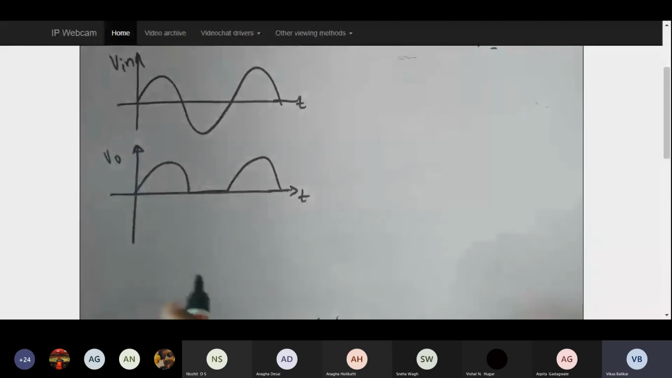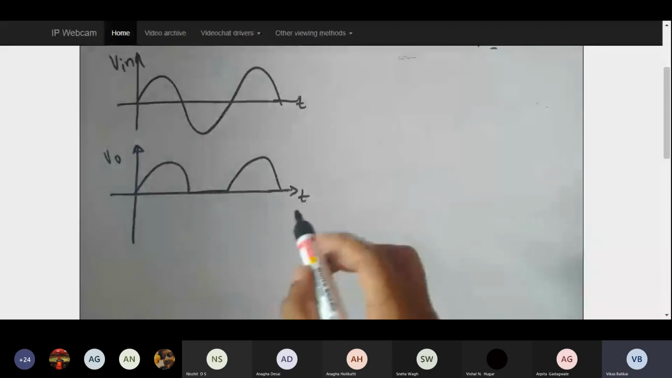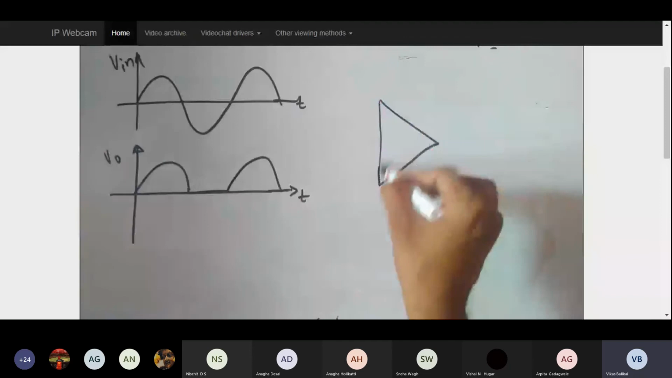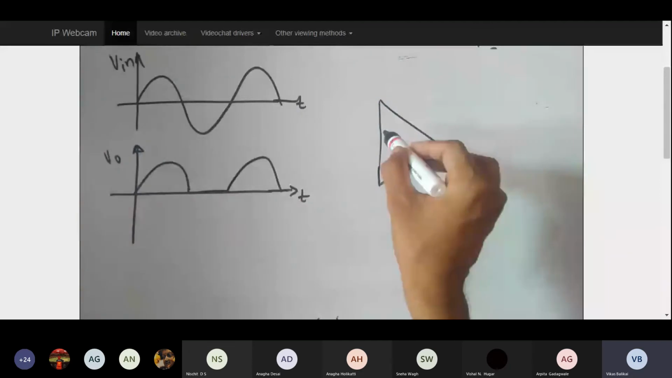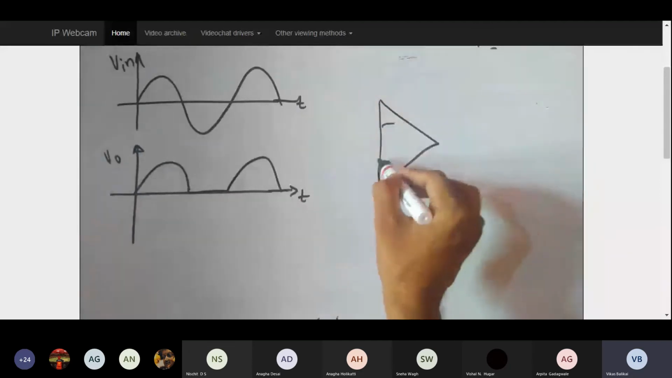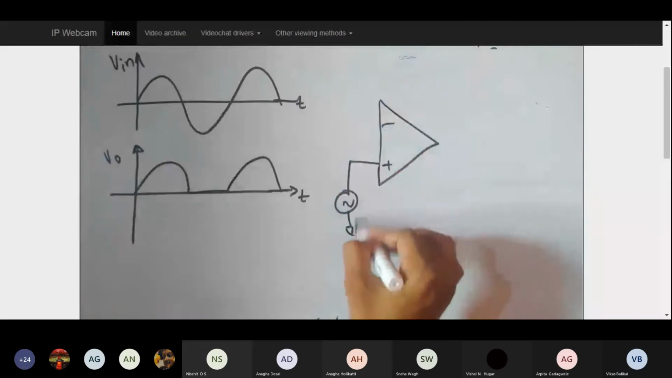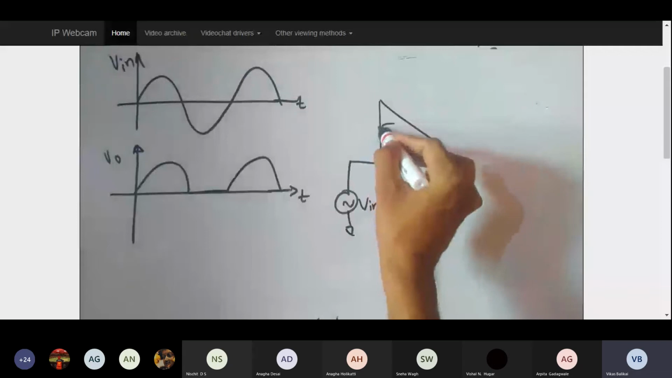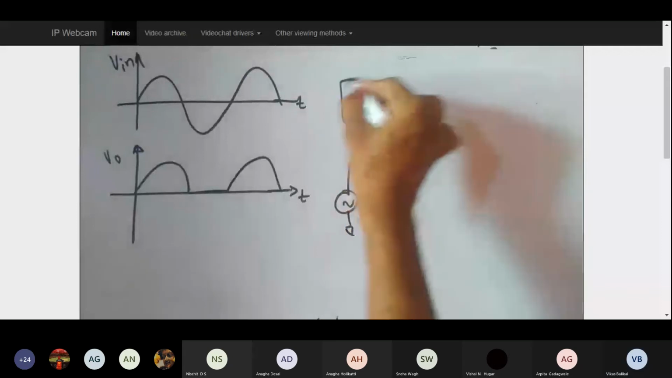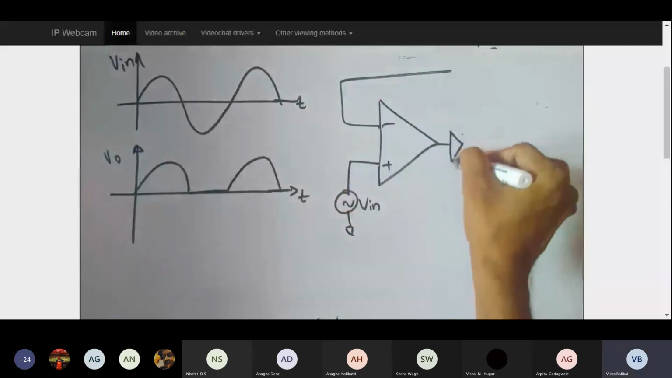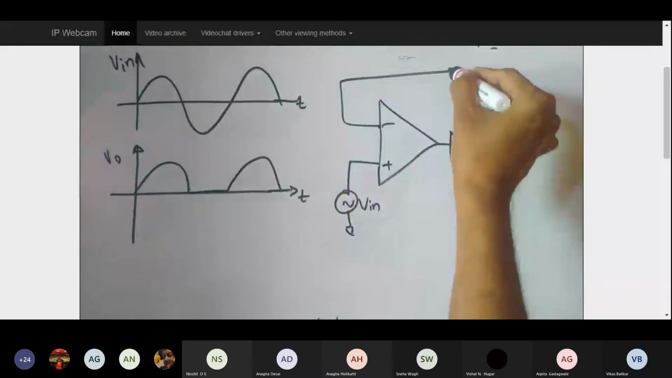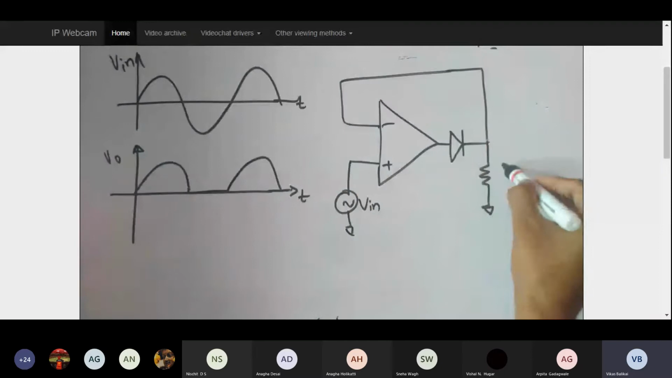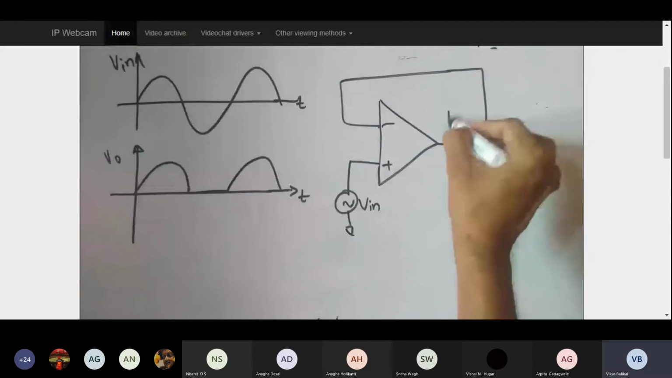Now the same concept I am going to use over here using the op amp. So one more application of the op amp is the small signal half wave rectifier. I'll tell you why this is called a small signal half wave rectifier. So this is a circuit. I'm connecting the input to the non-inverting terminal, and exactly at the output I am connecting a diode, and of course I have a load resistance RL, and I'm taking the output over here. The diode is named D1.